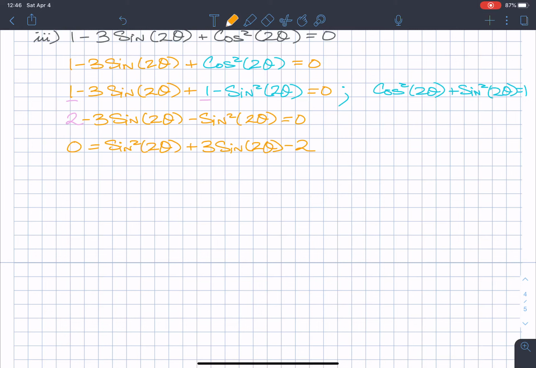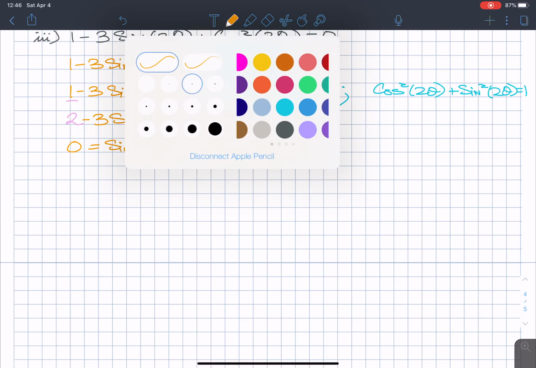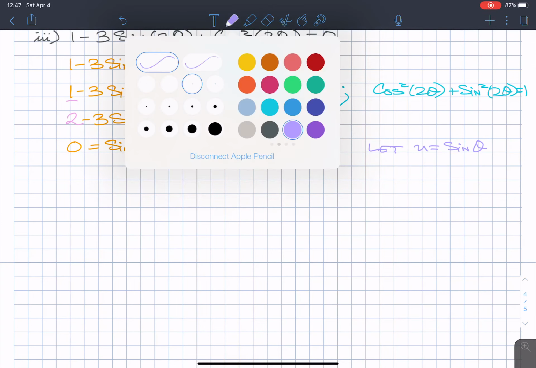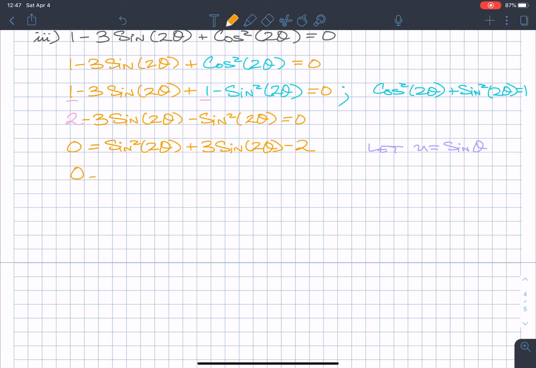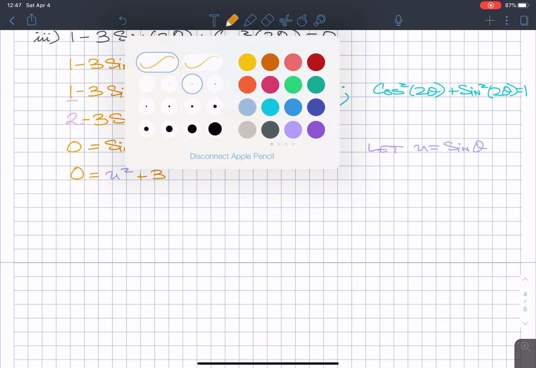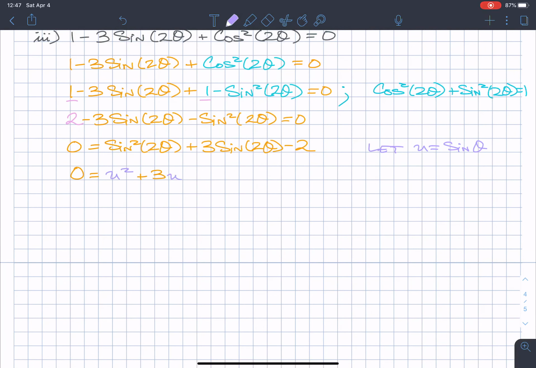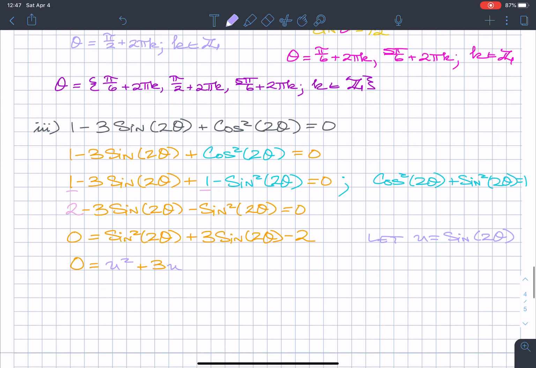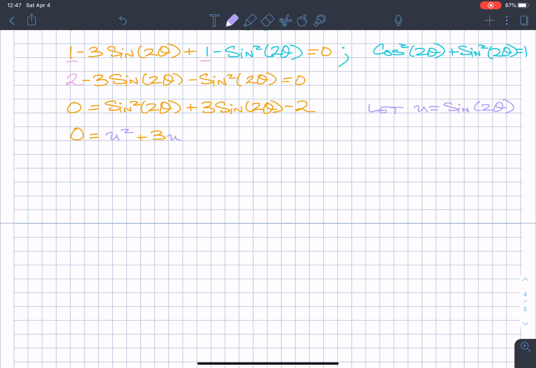Okay, so I could do another u substitution here if you guys need it. Let's let u be in place of sine theta. So now I can rewrite this as 0 is equal to u squared plus 3u. Actually, what am I saying? It should be sine of 2 theta, shouldn't it? Not sine of theta. Sine of 2 theta. Please tell me I didn't make a silly mistake like that up here. No, okay. Minus 2.